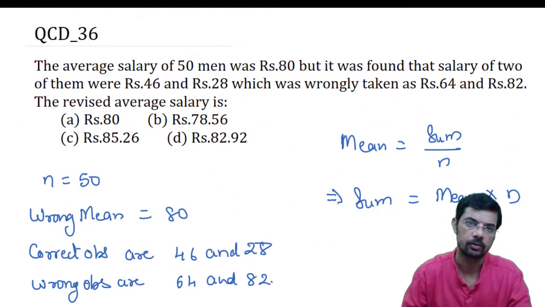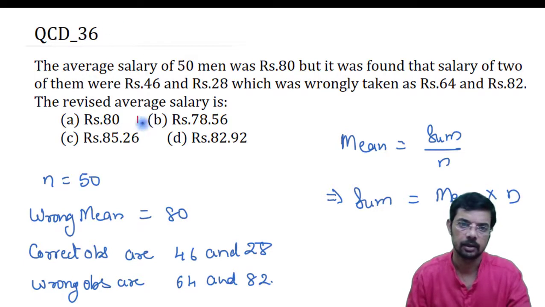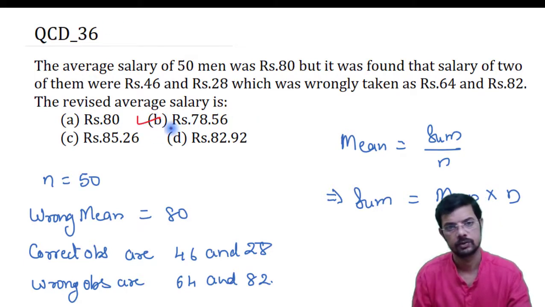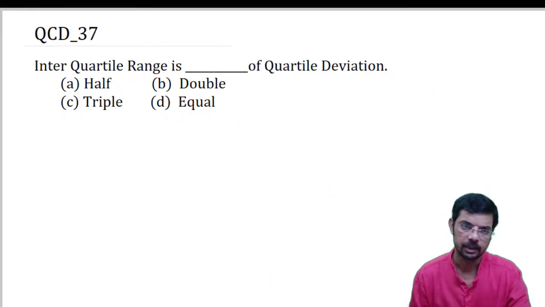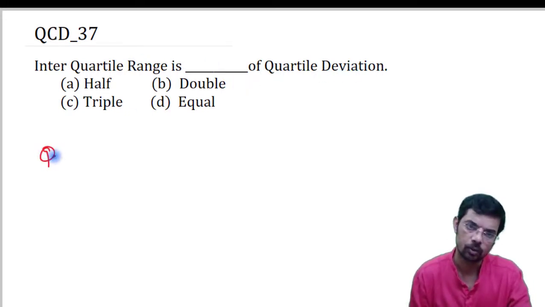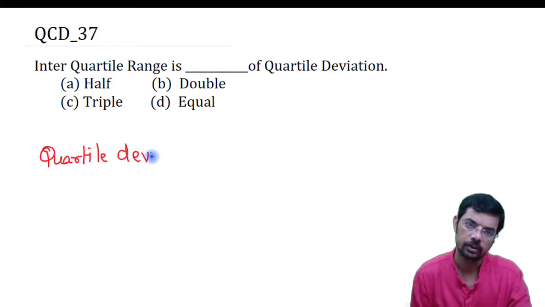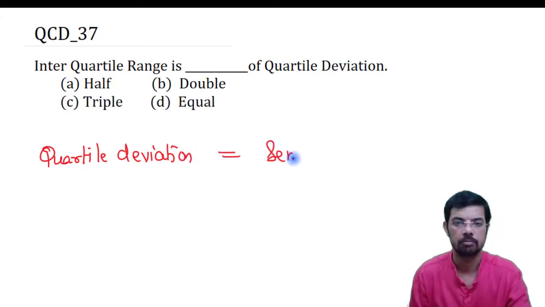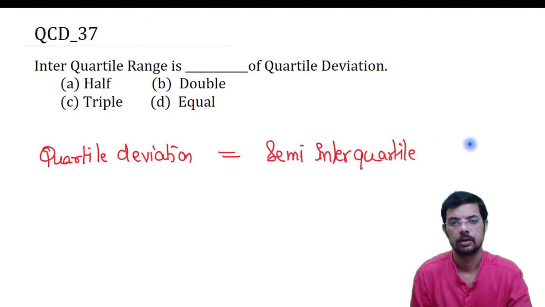So what we have here is option B, 78.56 rupees. The next question is question number 37. Here the interquartile range is dash of quartile deviation. We know that quartile deviation is also known as semi-interquartile range.